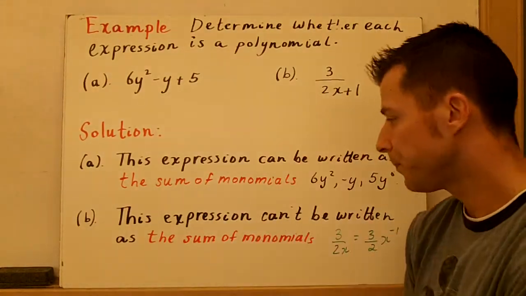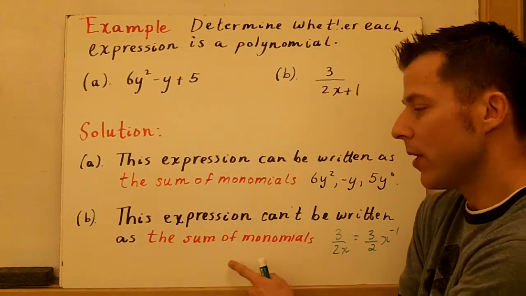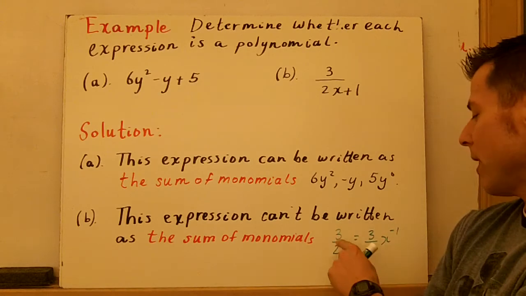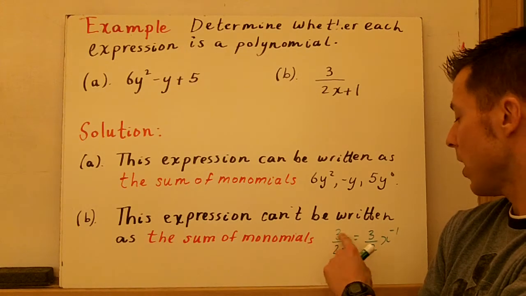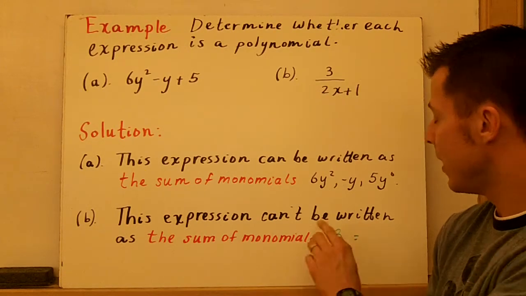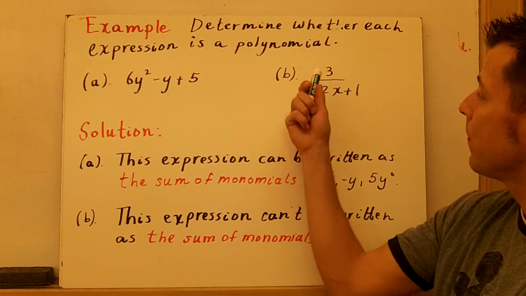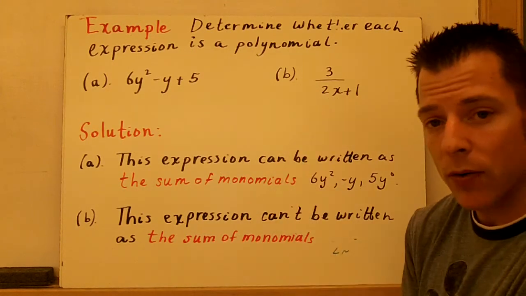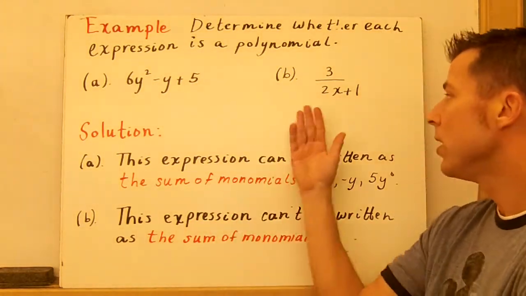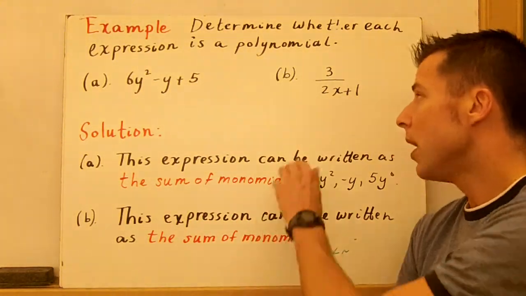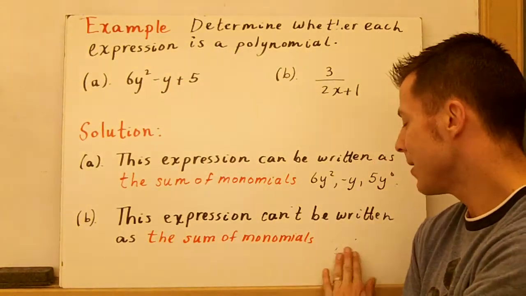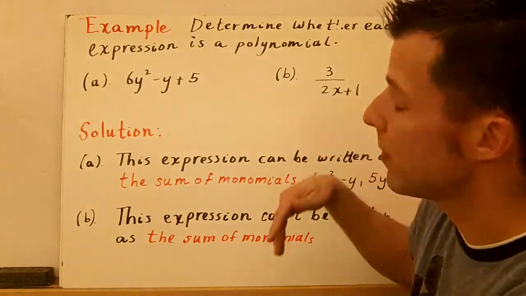In part B, this expression cannot be written as the sum of monomials. What will happen here is if we have that power in the denominator and we try to bring up the whole denominator, 2x plus 1 to the negative 1 power, you're actually going to have a negative power on the variable. We cannot write this as a sum of monomials, so part B is not a polynomial.